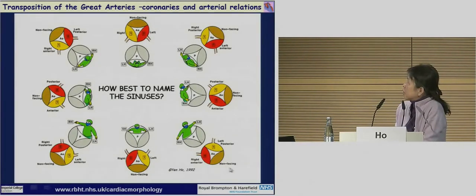And I'll not go into how best to name the sinuses. I think, in my belief, is that so long as within your group you understand each other, there's really no need to put yourself as a surgeon looking towards the aorta and vice versa. And this is just to take into account the very varied locations of the aorta relative to the pulmonary trunk. So however you describe the origins of the coronary arteries, so be it, whatever goes within your group.